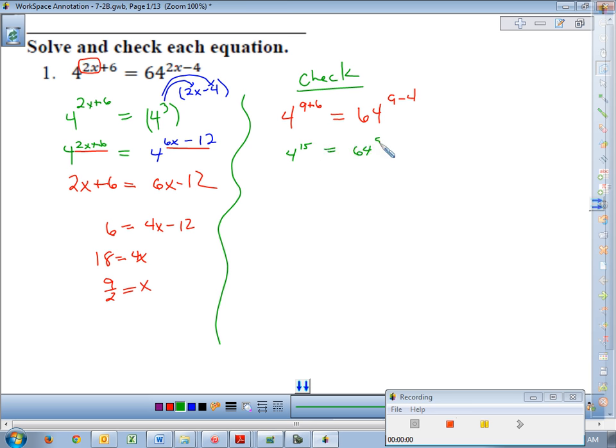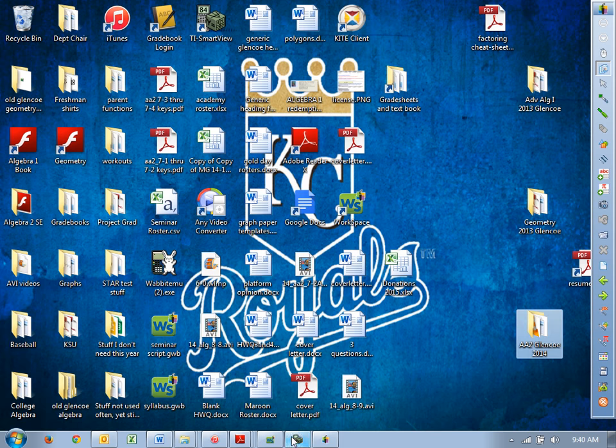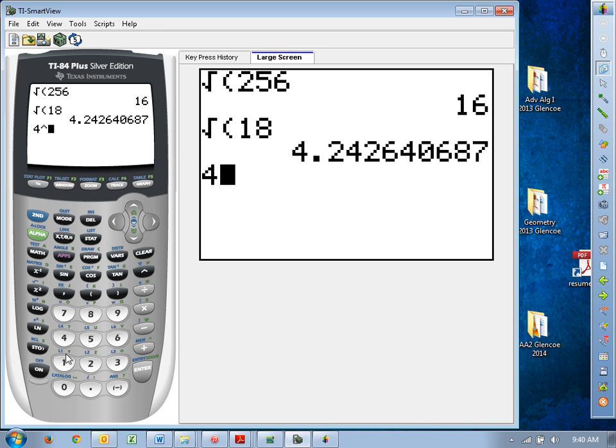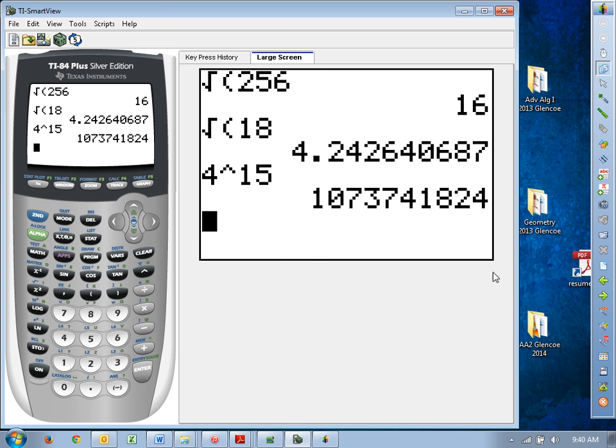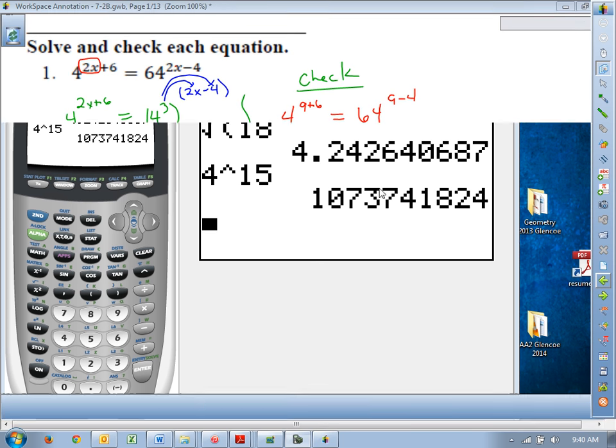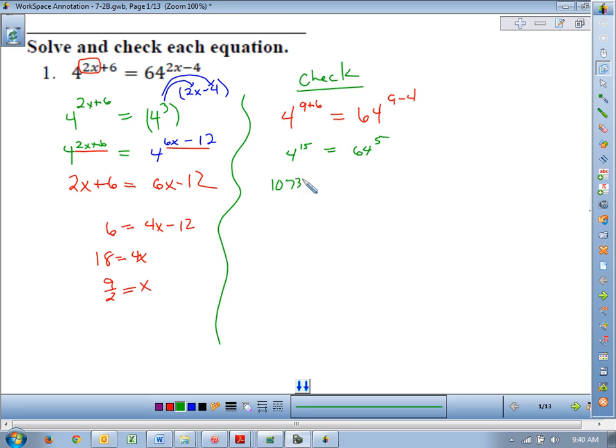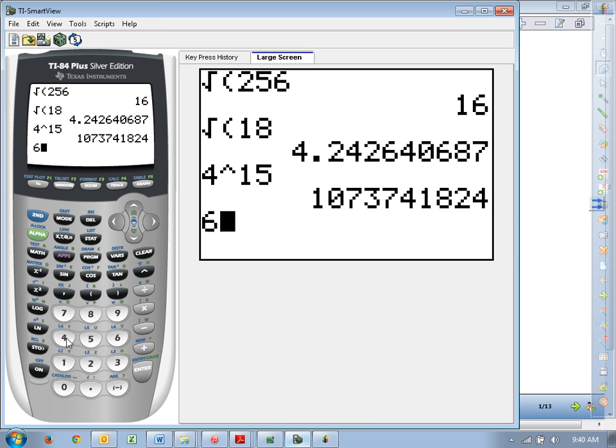64 to the 5th. Now we go to the calculator and we punch them both in to see if they are equivalent or not. 4 to the what? 15th. Yowza! I don't care how large it is, we're writing that puppy down. 10, 7, 37, 41, 824. Did I get that right? Dang, I'm good. Commas needed. 64 to the 5th. See if it's the same thing.